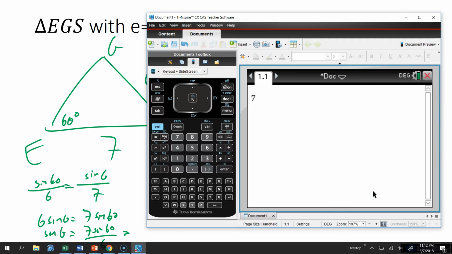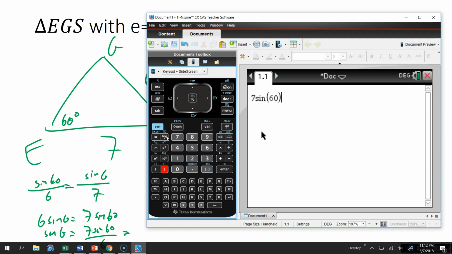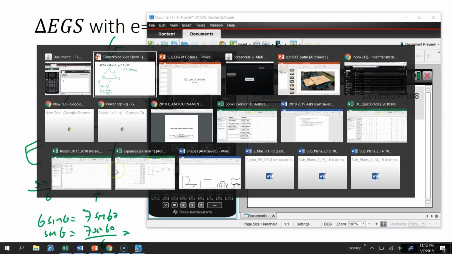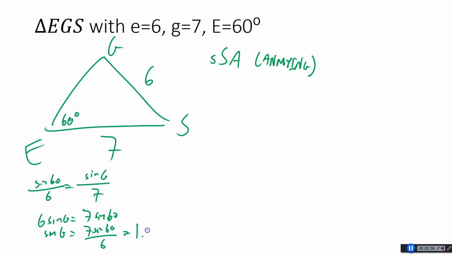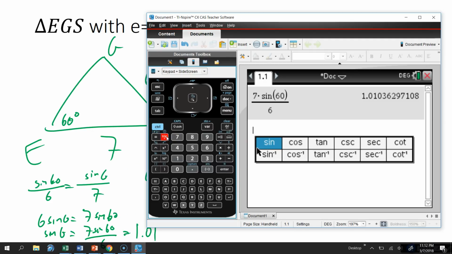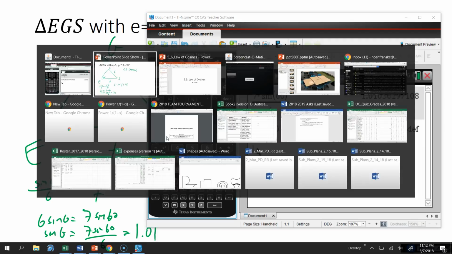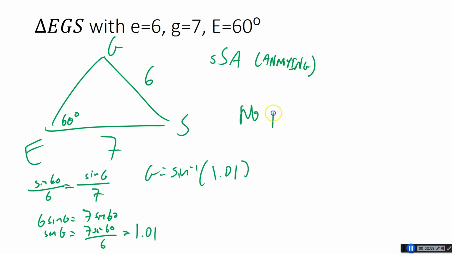Alright, so let's do 7 sine, which is over here under trig. So we'll do 7 sine of 60, and then divide by 6. That gives me 1.01. Alright, so now I'm going to do sine inverse to figure out G. So G is going to be sine inverse of 1.01, and you guys can probably already see what's coming here. If I do sine inverse, I'm going to get an undefined or an error. So this actually has no possible triangle.